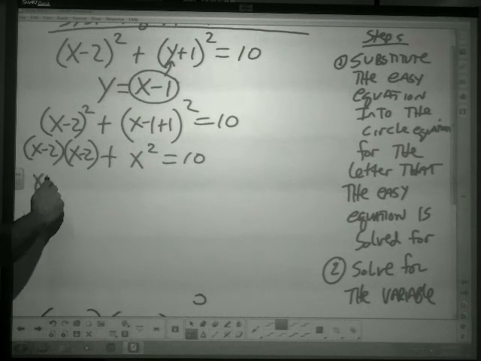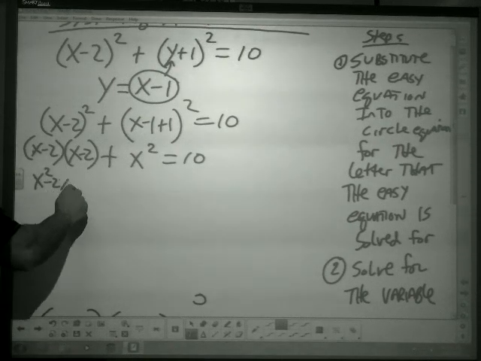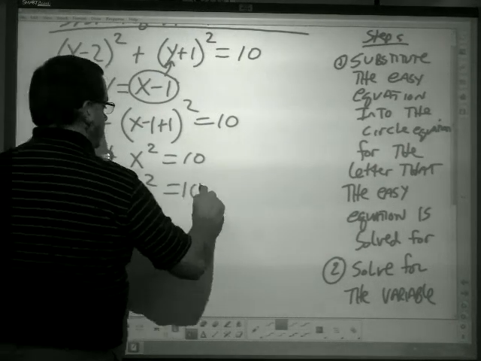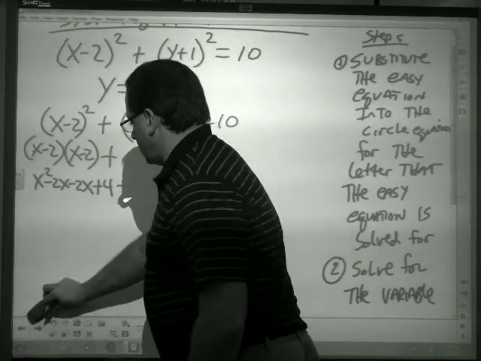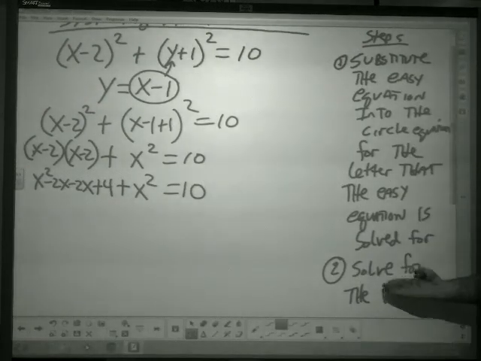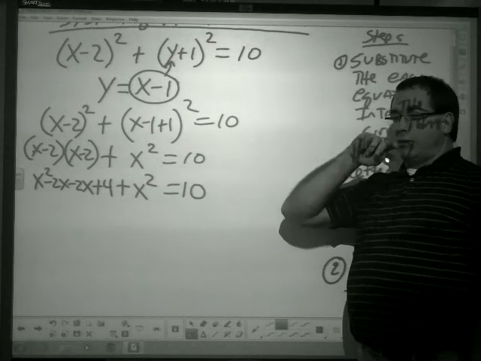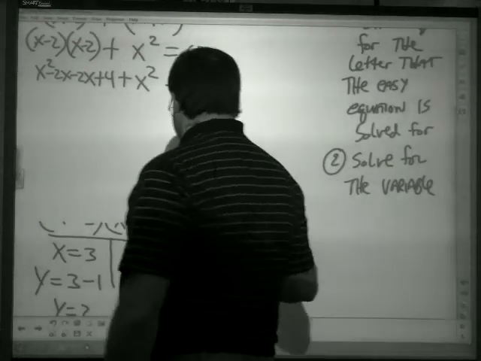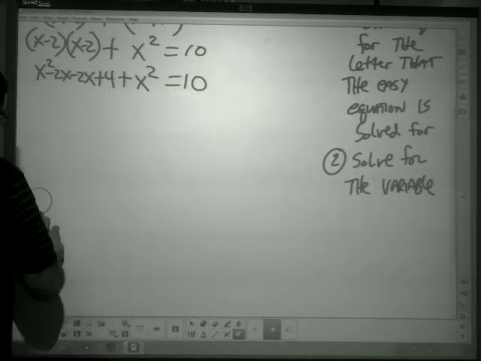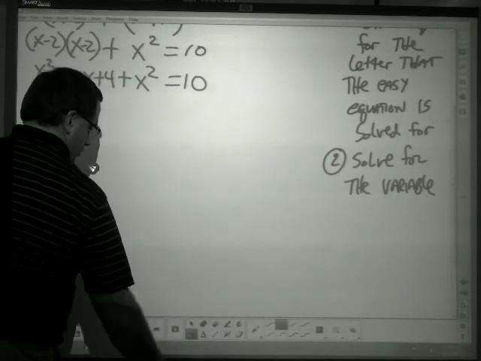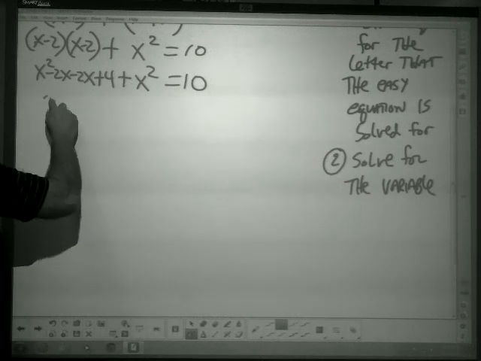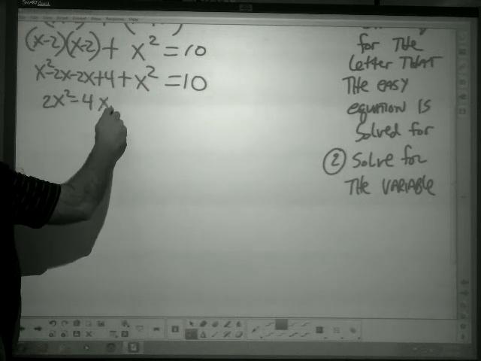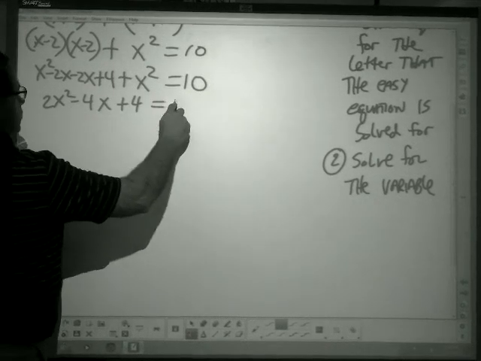So I've got to FOIL this. So I've got x squared minus 2x plus 4 plus another x squared equals 10. So as you can see, I'm starting to get a quadratic. To solve for the variable, I have to go back to all the methods of solving quadratics. So let's keep going. x squared plus another x squared, that's 2x squared. A minus 2x and a minus 2x is a minus 4x, plus 4 equals 10.